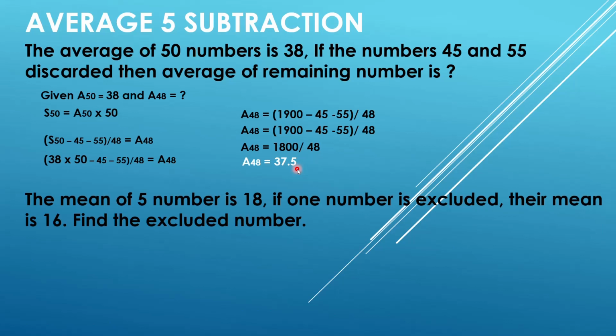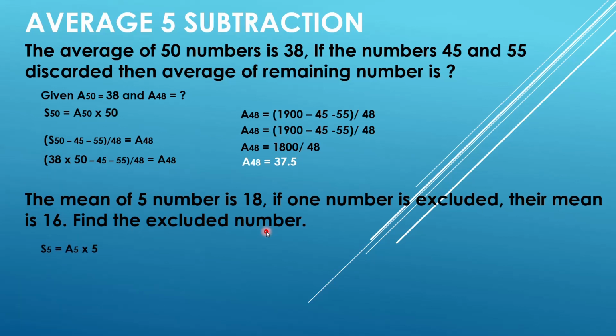The mean of 5 numbers is 18. Here the mean is nothing but the average. So A5 is given here. If one number is excluded, means one number has been taken from these 5 numbers, what will be the next mean? A4. The mean is 16. So A4 is also given. Find the excluded number, means what number they have picked.